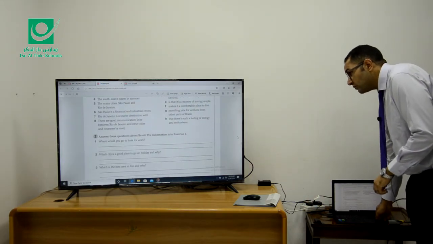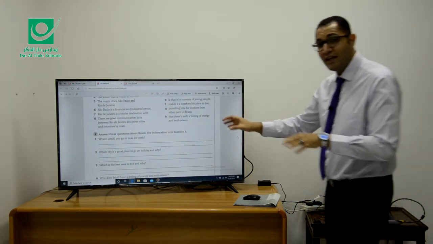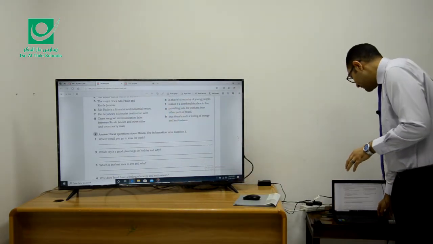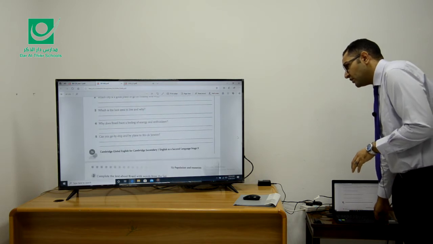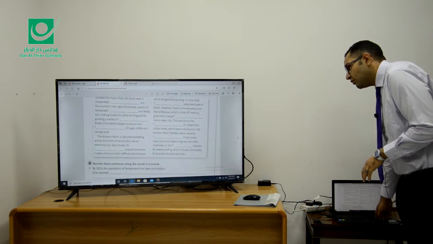Now we get to question number two. Answer the following questions about Brazil. You can take the information and the things from the previous exercise, exercise number one. So this one is going to be an easy task for you. Now let's focus on the vocabulary words here.